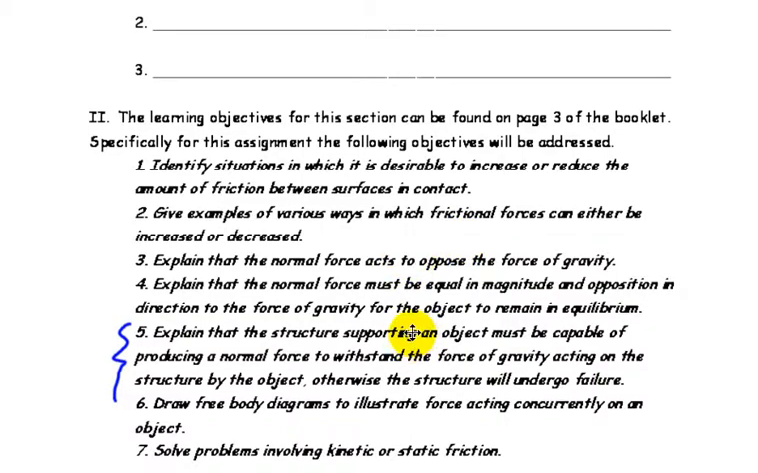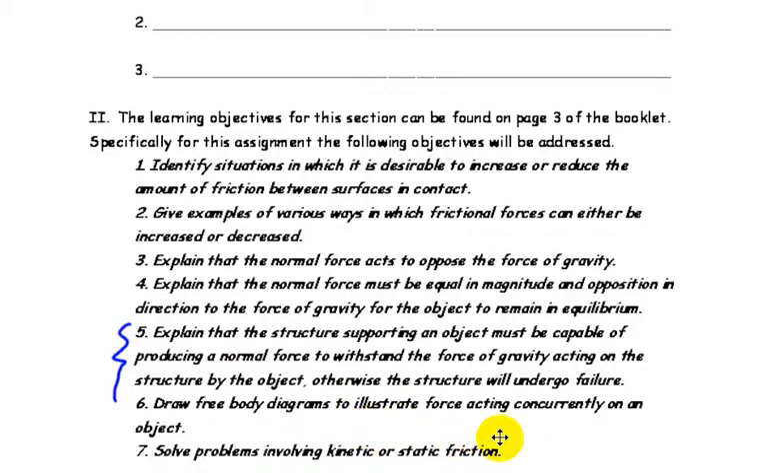or decreased, explain that the normal force acts to oppose the force of gravity, at least in situations in which the surface is flat. Explain the normal force must equal in magnitude and in opposite direction to the force of gravity for the object to remain in equilibrium. Explain the structure supporting an object must be capable of producing a normal force to withstand the force of gravity acting on the object, otherwise it will undergo failure.